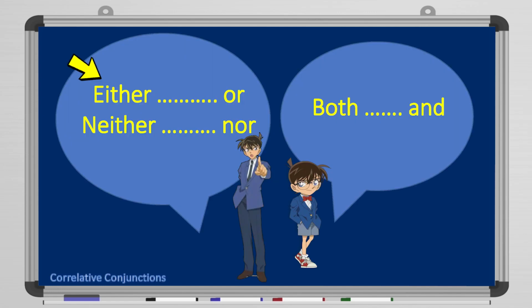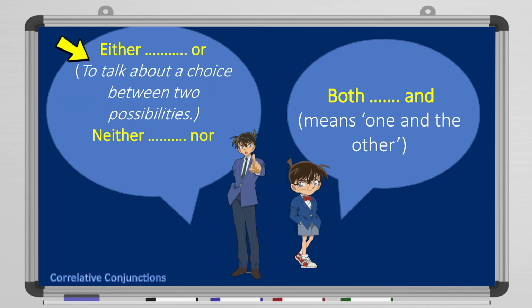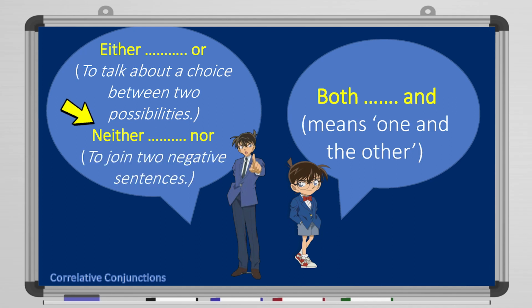You have either...or, neither...nor. Basically, either...or means you're giving an option. You can either have this or that, so it's between two different possibilities. Neither...nor, I'm giving you, you cannot have this nor that. We're joining two negative sentences.